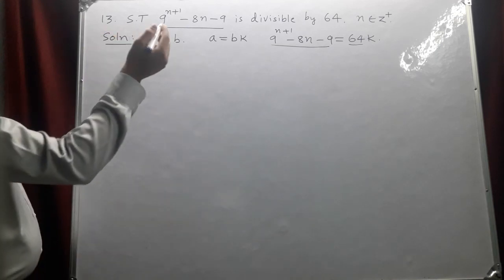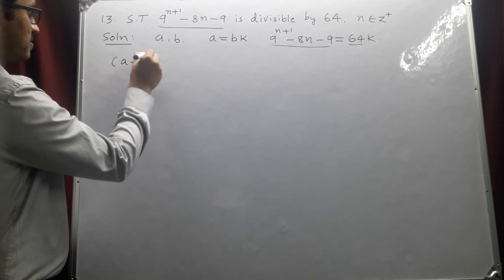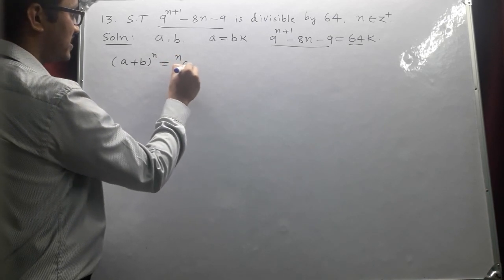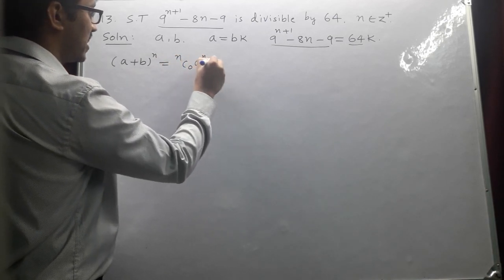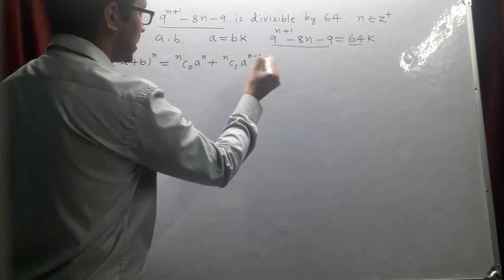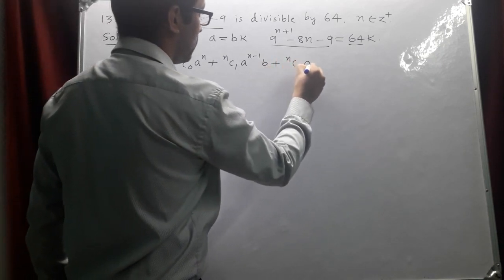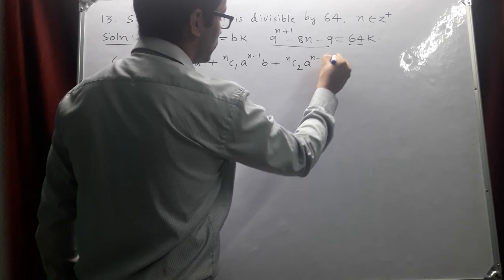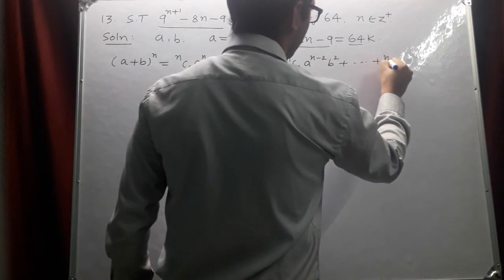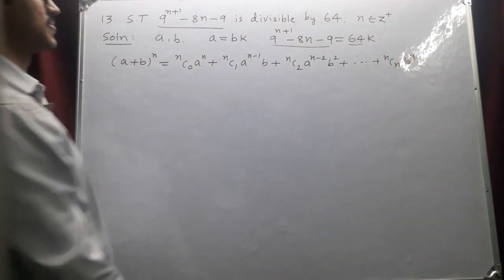Now we know the binomial theorem: (a + b)^n = nC0 a^n + nC1 a^(n-1) b + nC2 a^(n-2) b^2, and so on. The last term is nCn b^n.